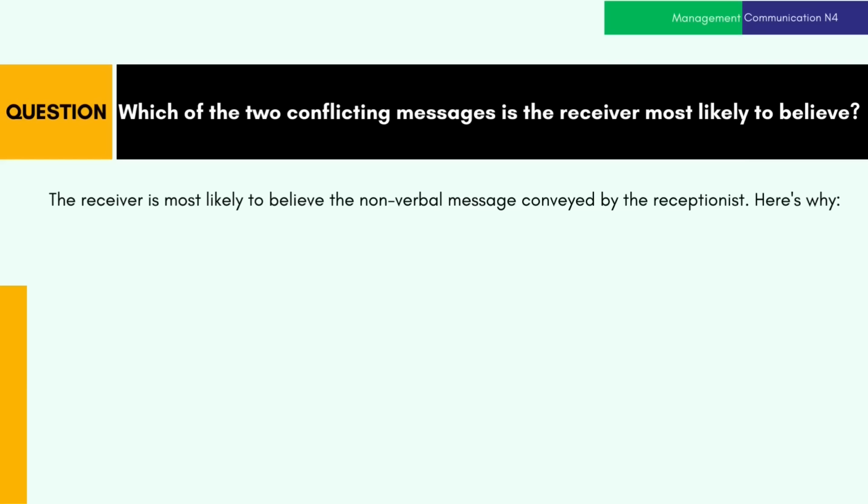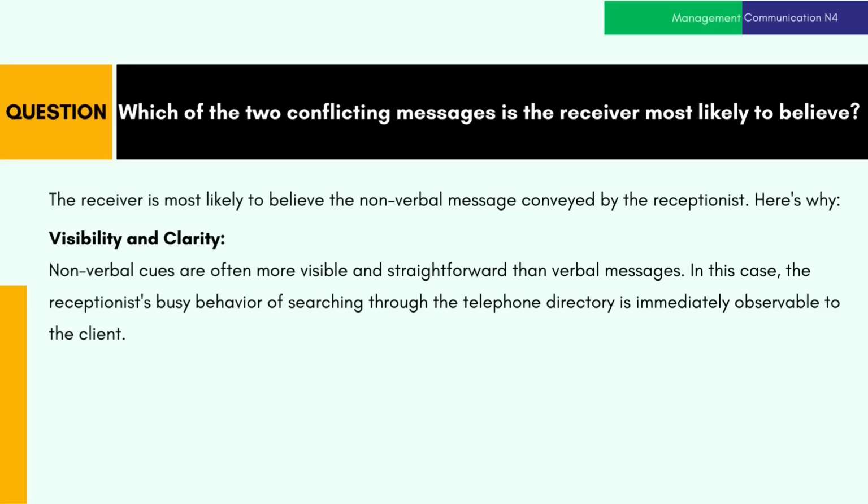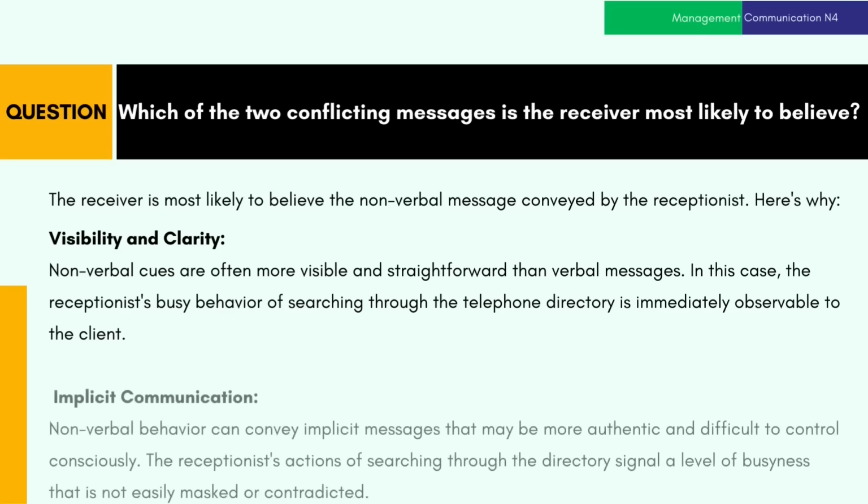Question. Which of the two conflicting messages is the receiver most likely to believe? The receiver is most likely to believe the nonverbal message conveyed by the receptionist. Here's why. 1. Visibility and clarity. Nonverbal cues are often more visible and straightforward than verbal messages. In this case, the receptionist's busy behavior of searching through the telephone directory is immediately observable to the client.